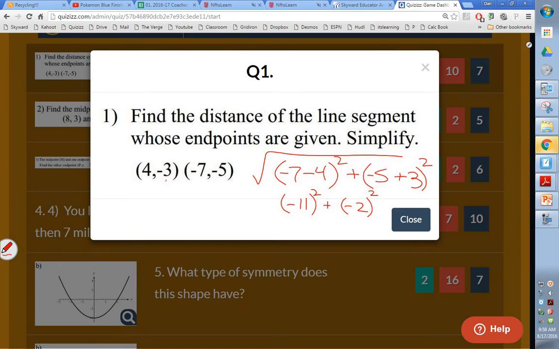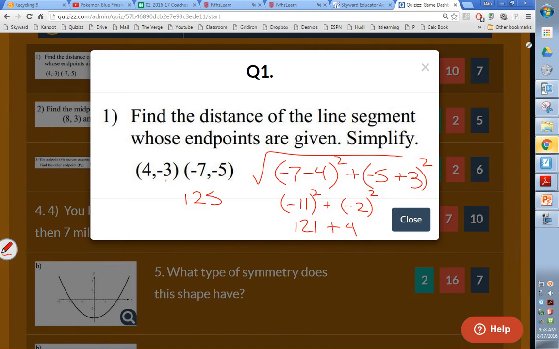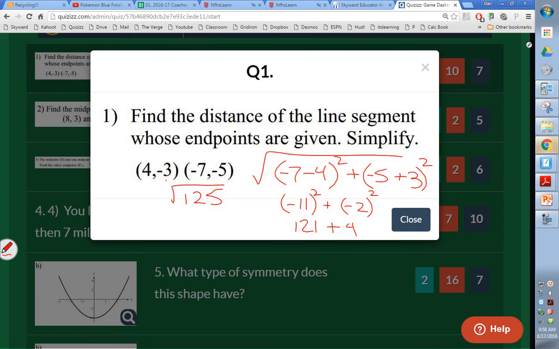Negative 11, when I square a negative, what's going to happen? Positive, 121 plus 4. So it's 125, and I've got to square root it. This problem had a simplified radical, so I need to break 125 down.